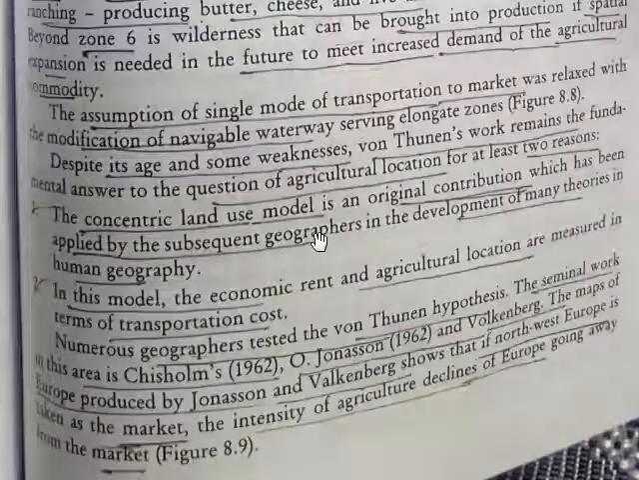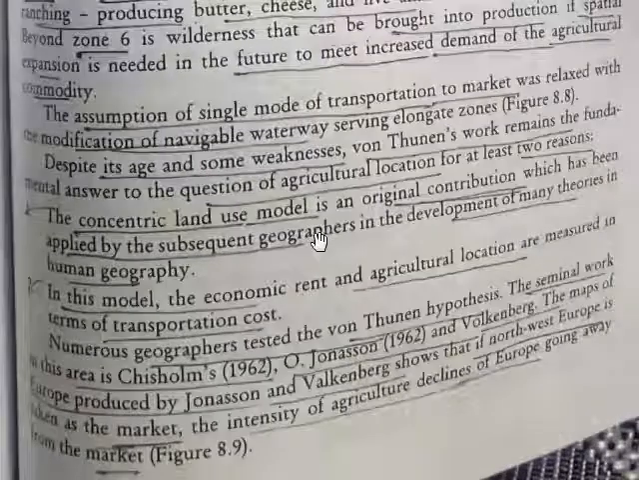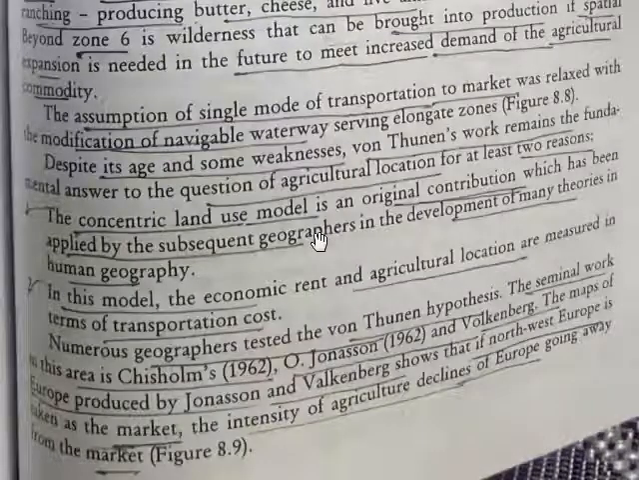The assumption of a single mode of transportation to the market was relaxed by the modification for navigable waterways, giving elongated zones. So here you can see the concentric land use model, an original contribution which has been applied by subsequent geographers in the development of many theories in human geography. In this model, the economic rent of agricultural location is measured in terms of transportation.